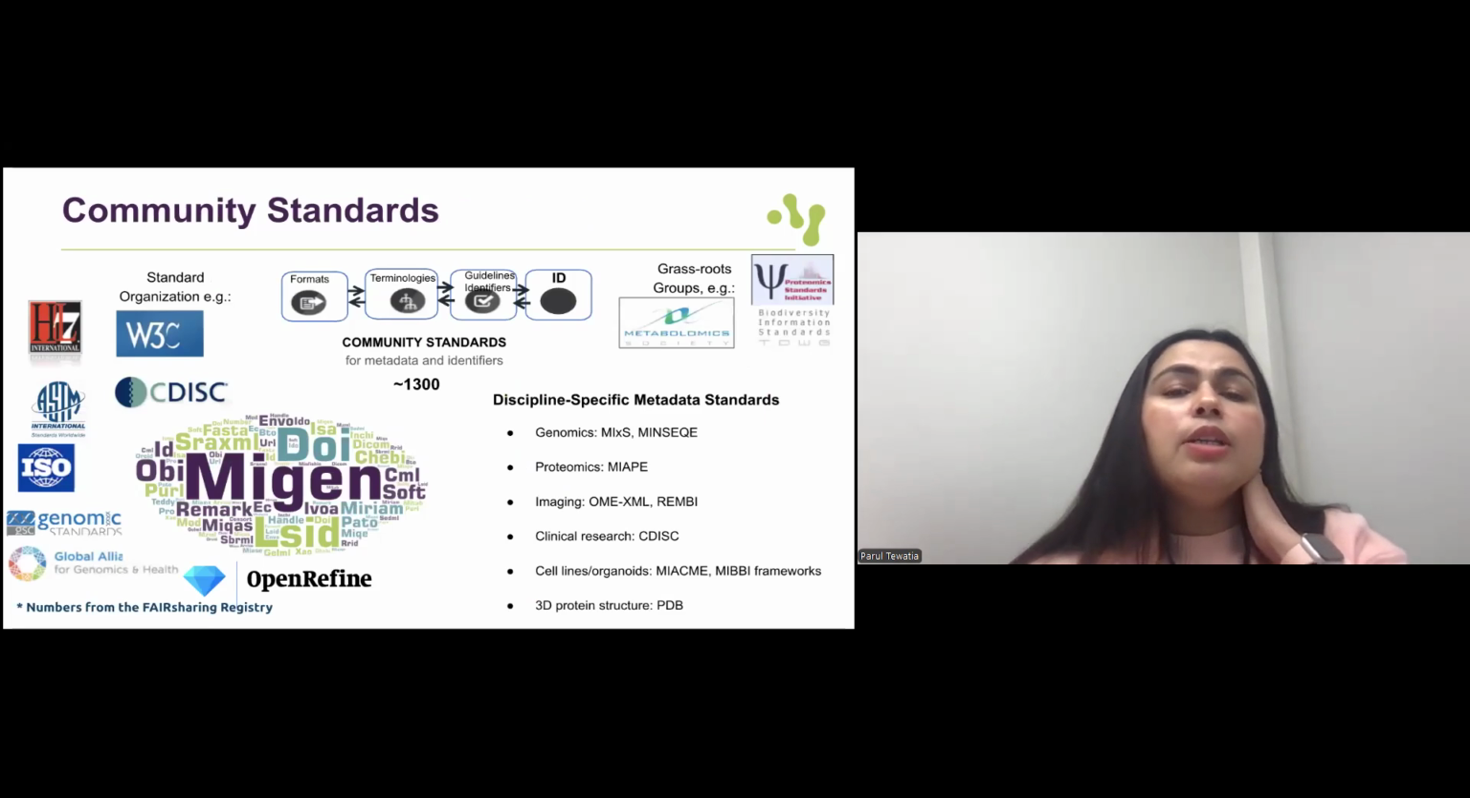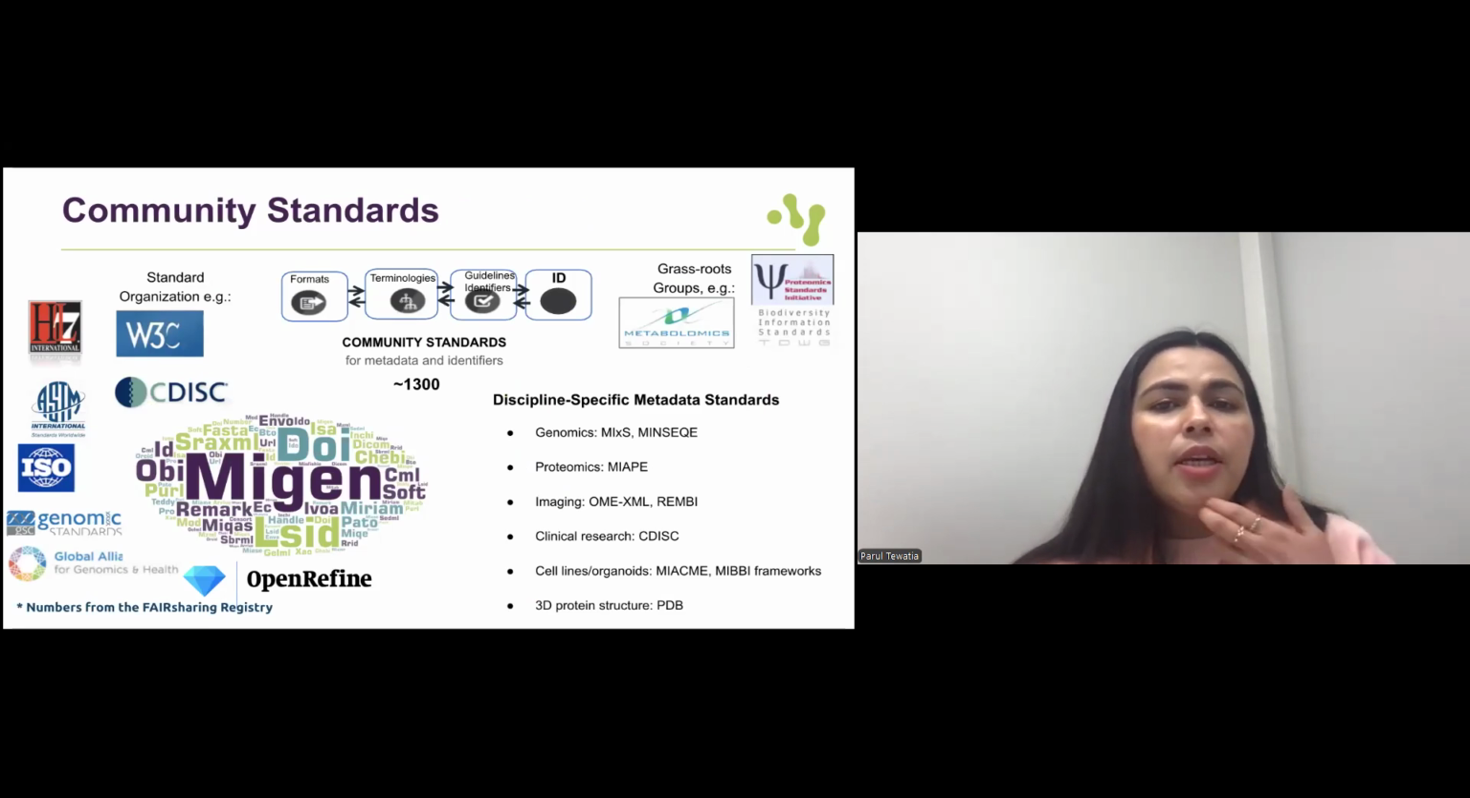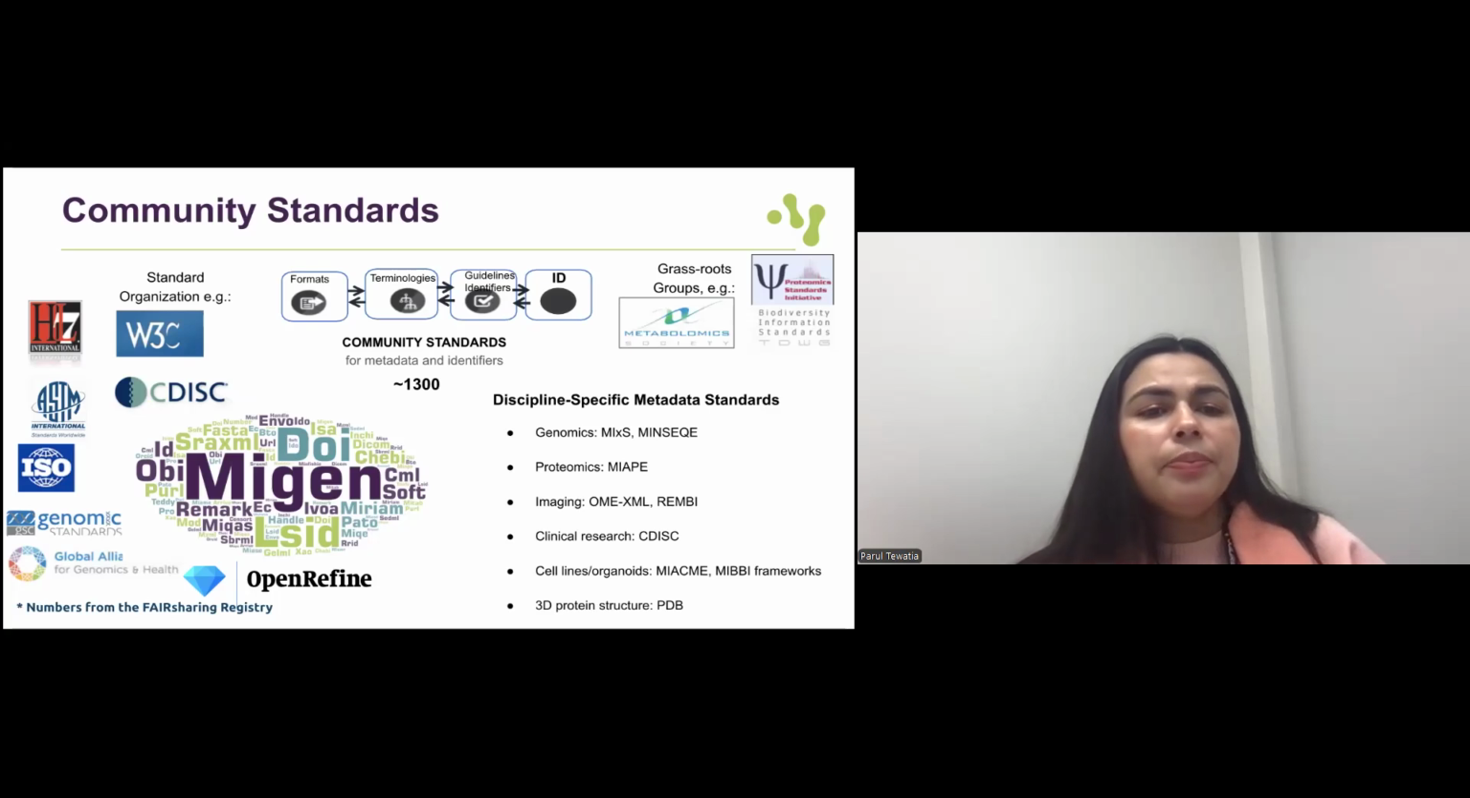Remember that. So there are a lot of community standards that are already there. You don't have to start from scratch. And then there are a lot of discipline-specific metadata standards. So this is just to give an idea, there are almost 1,300 community standards, right? So I've listed some examples here.